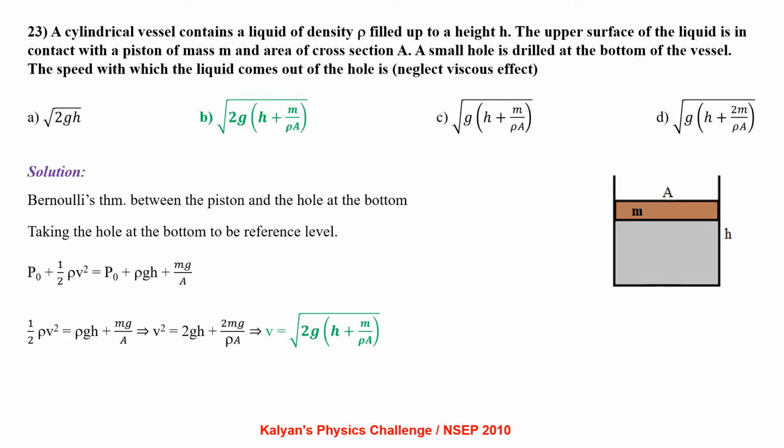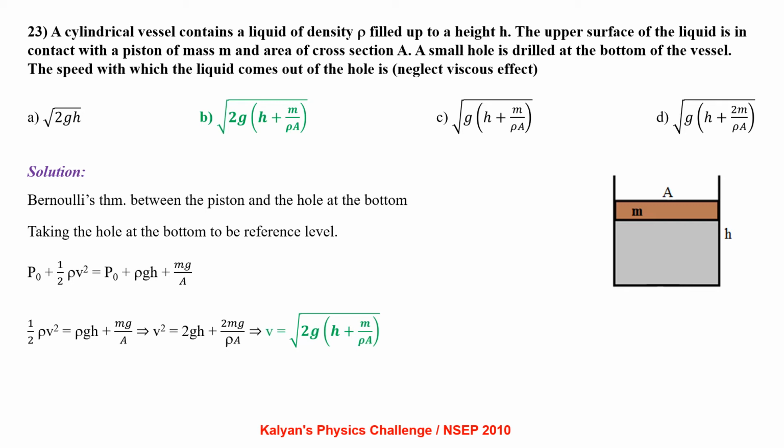A cylindrical vessel contains a liquid of density ρ filled up to height h. The upper surface of the liquid is in contact with a piston of mass m and area of cross section capital A. A small hole is drilled at the bottom of the vessel. The speed with which the liquid comes out of the hole is, neglecting viscous effects.